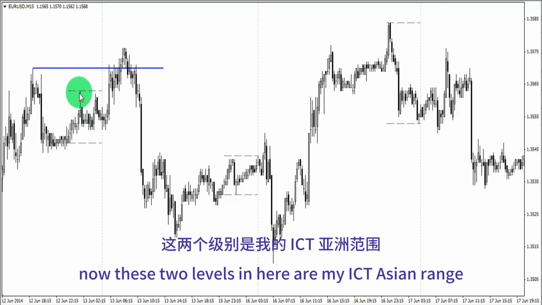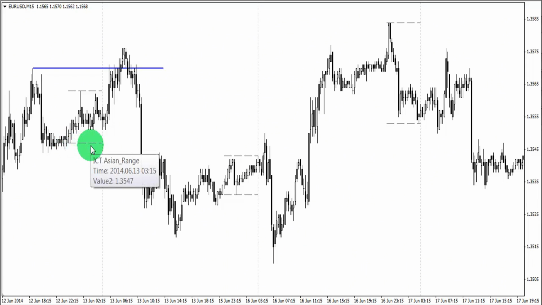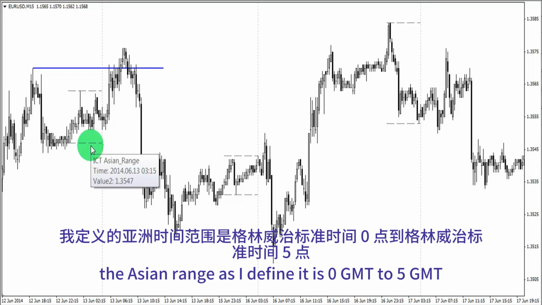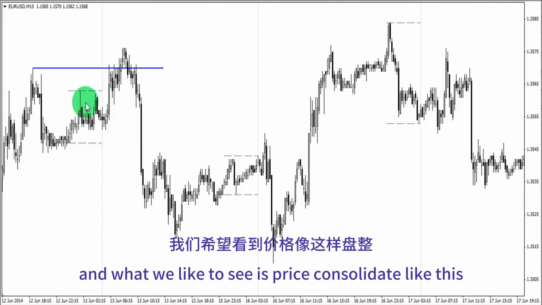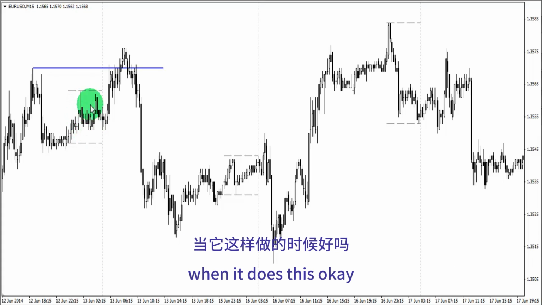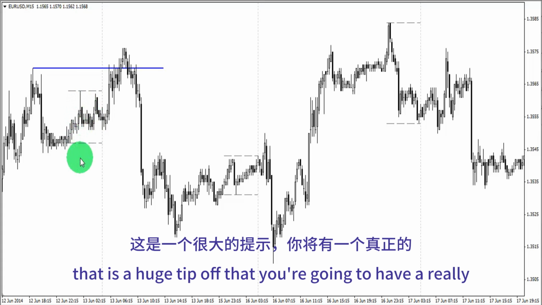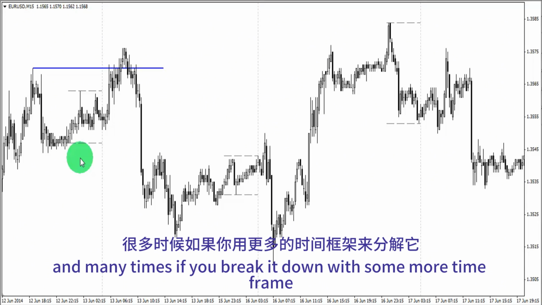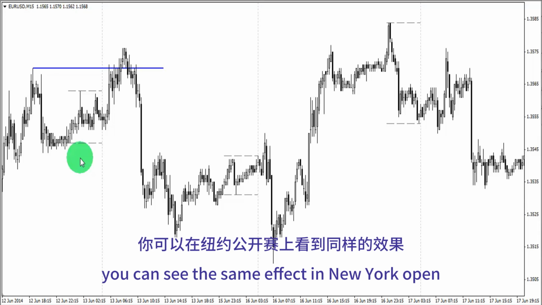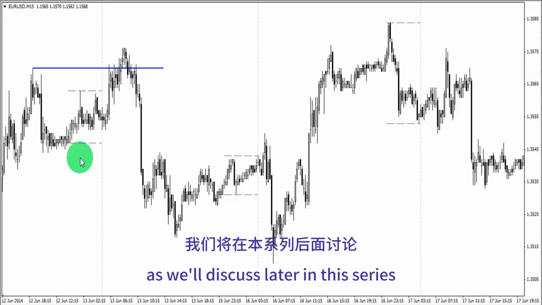Now, these two levels in here are my ICT Asian range. The Asian range, as I define it, is 0 GMT to 5 GMT, which is basically midnight New York time. What we like to see is price consolidate like this. When it does this, that is a huge tip-off that you're going to have a really cherry setup going to the London Open. And many times, if you break it down on a smaller time frame, you can see the same effect in New York Open, as we'll discuss later in this series.